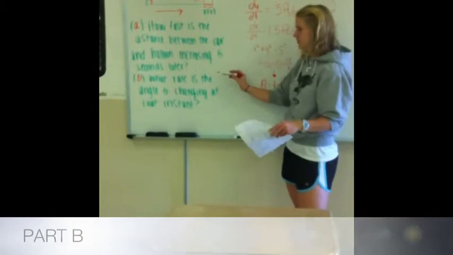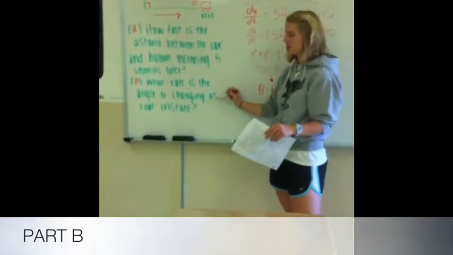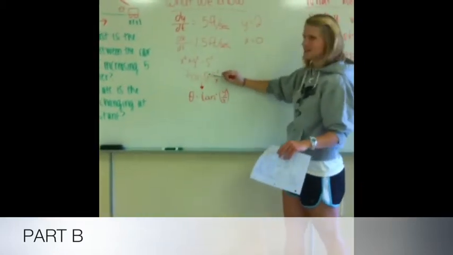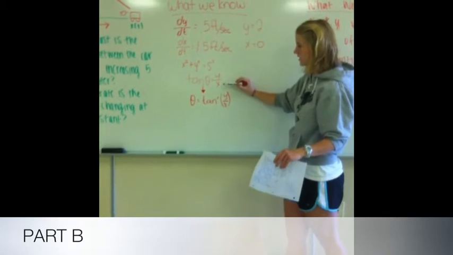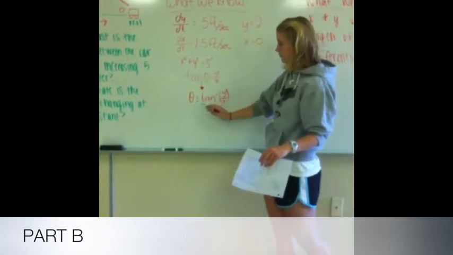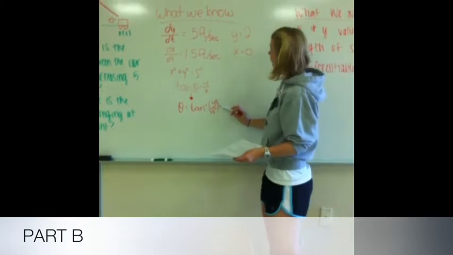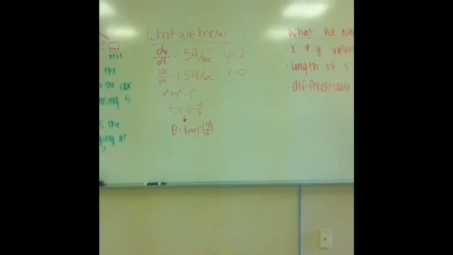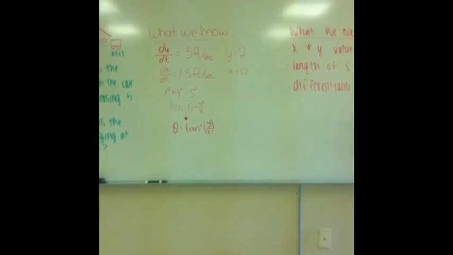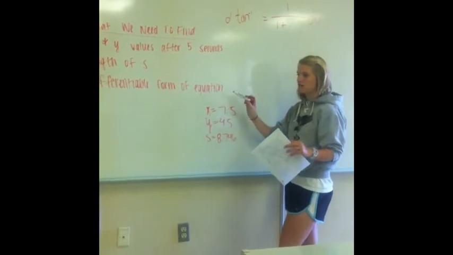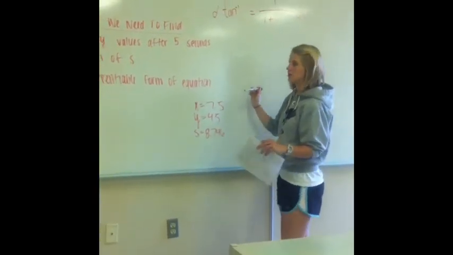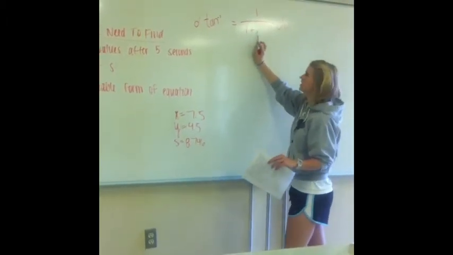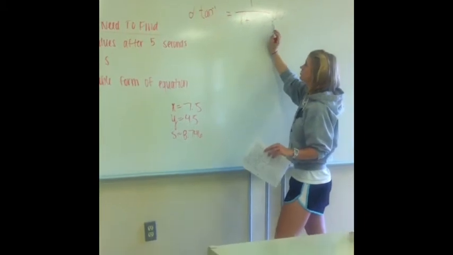So what we are trying to find for part B is the rate that the angle is changing at this instant. So then we're trying to find this theta, and in order to find that, we know that we need to take the tangent of theta, which is y over x. Then theta is equal to the arc tangent of y over x. We need to find the derivative of the arc tangent of y over x in order to find the rate that theta is changing. And the derivative of arc tangent is 1 over 1 plus u squared, times du.